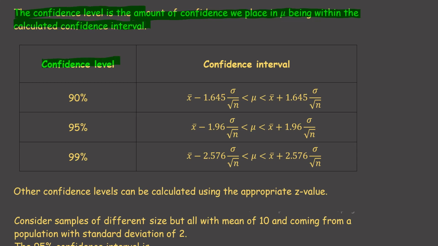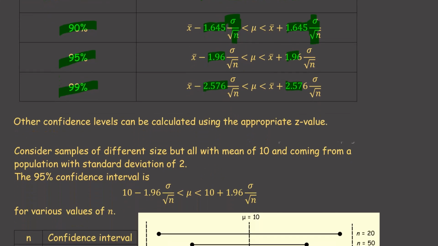So some usual confidence levels that are used are things like 90%, 95%, and 99%. And if you look at the confidence interval, you can see they're all based on a multiple of sigma over root n. So x bar minus that, x bar plus that. And all that changes is the z-score value for the level of confidence that we have. And we should have seen all of those values before. Other confidence levels can be calculated using the appropriate z value.